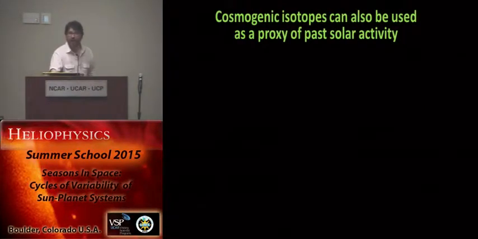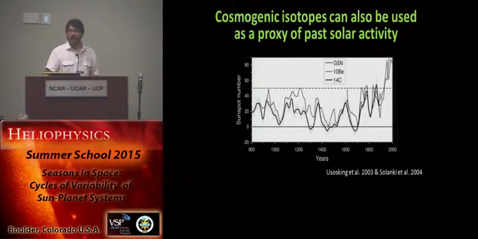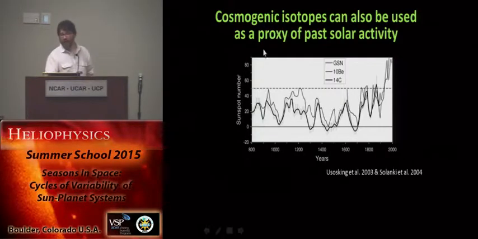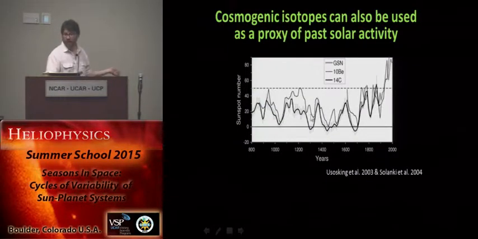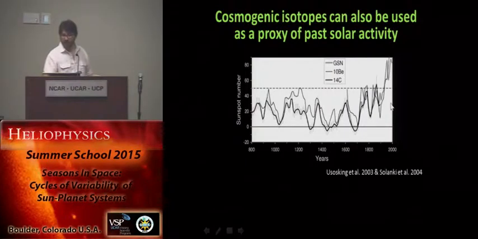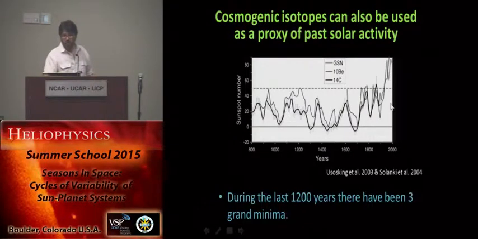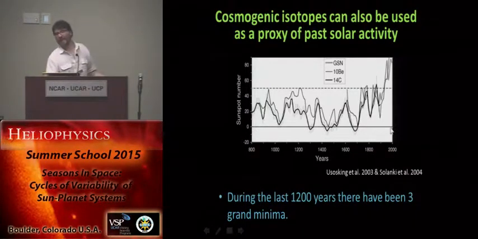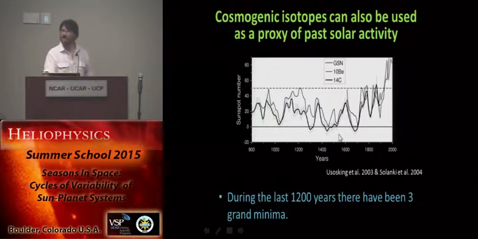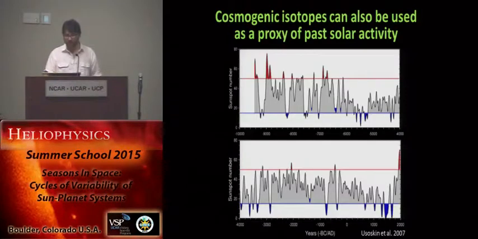Now, the other thing is that, of course, you calibrate cosmogenic activity with the current observations to guess what the solar cycle was doing in the past. So this is done for the last 1,000 years. And if you look at this and trace a straight line, saying everything below this is a grand minimum, like the grand Maunder minimum, in the last 1,200 years we have had three grand minima. This goes even farther back.